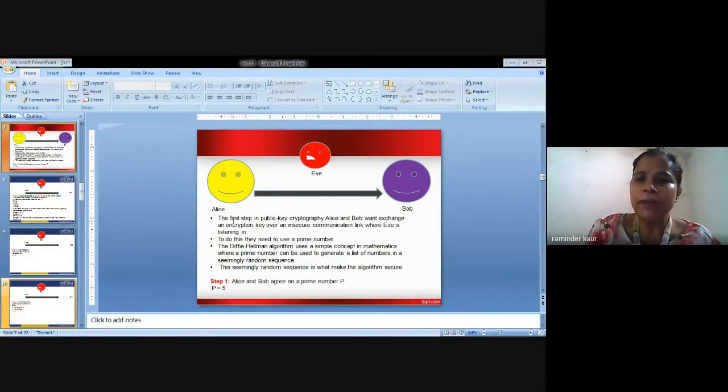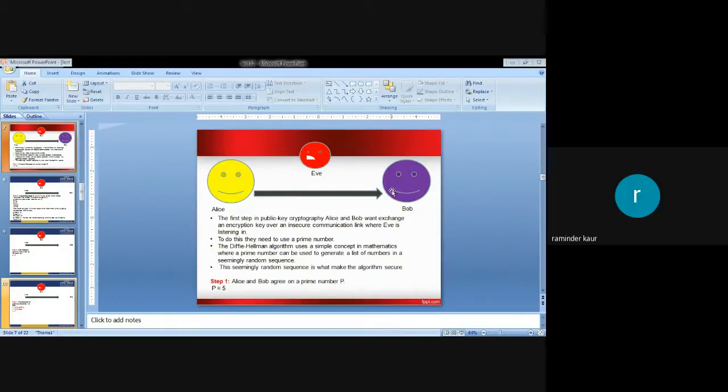The first step in public key cryptography is that Alice and Bob want to exchange an encryption key over an insecure communication link where Eve is listening in. Eve is any party that is listening to the communication happening between Alice and Bob. To do this, they need to use a prime number.